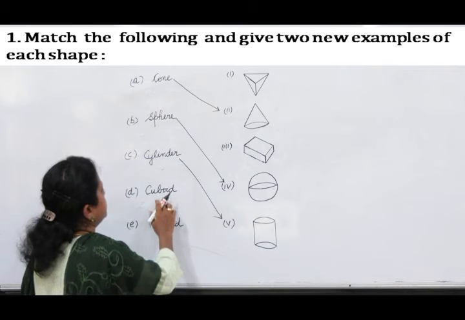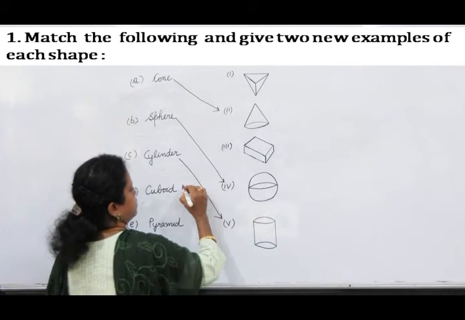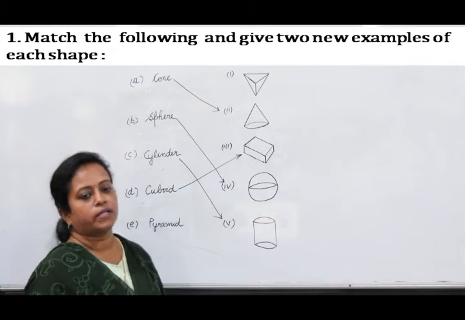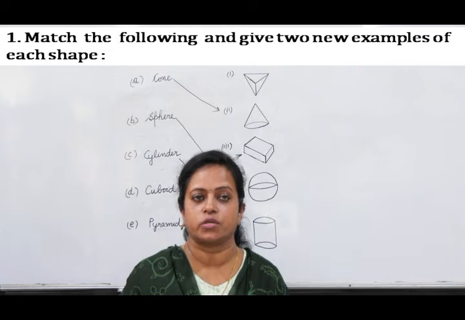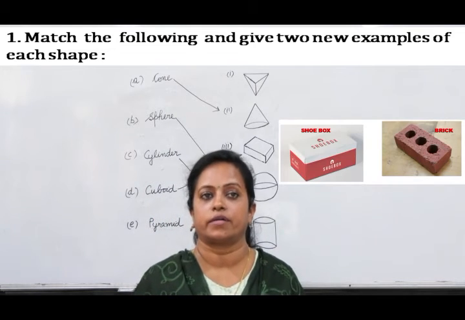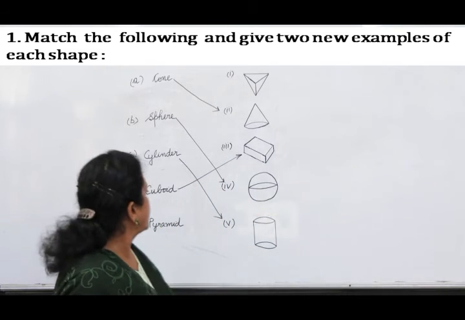What about option number D? Where do you find cuboid? It is option number 3. This is the shape of a cuboid. Now what are the other examples of cuboid which you can give? The 2 examples can be shoebox or it can be the brick. These are cuboid shaped objects.